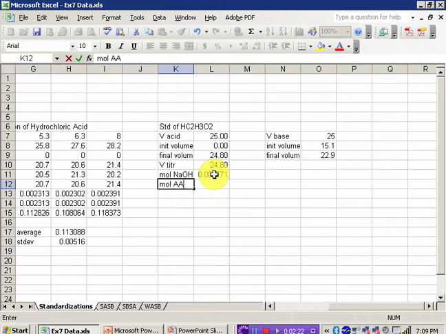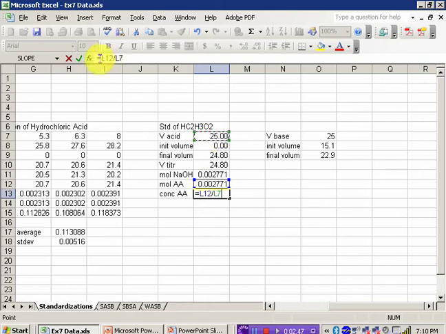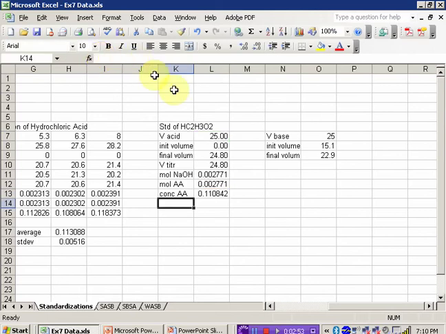I can use that to calculate the moles of acetic acid, and the moles of acetic acid is going to be equal to the moles of hydroxide. If you do the balanced chemical reaction for the neutralization of acetic acid using sodium hydroxide, you'll get a 1-to-1 reaction stoichiometry. And finally, we can calculate the concentration of acetic acid as the moles divided by the volume of acid. Now remember that volume was in milliliters, so we need to do a quick unit conversion, multiply by 1,000, and we get 0.11 molar acetic acid.